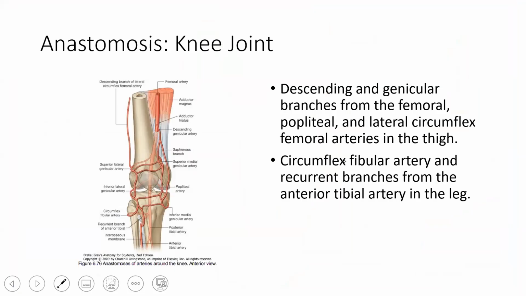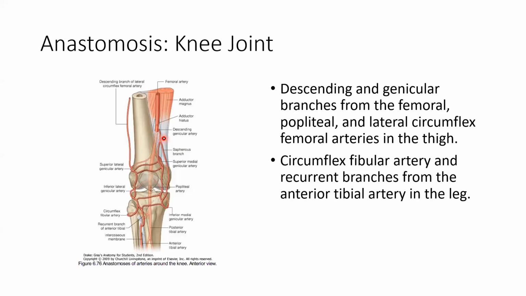Then I think you know enough about anastomosis now. So anastomoses are there to ensure blood flow to the distal parts of the body if there is any obstruction in the proximal parts. So in the knee joint also you have an anastomosis. You have anastomosis between the femoral artery, the lateral circumflex femoral, the popliteal, and the anterior tibial artery here. So from the femoral artery, you have the descending genicular artery here.